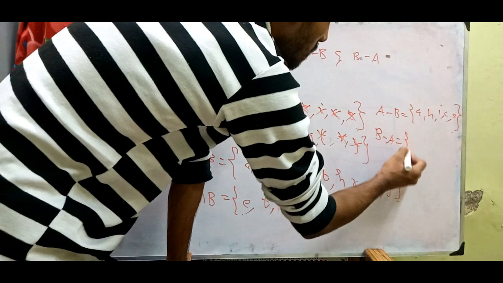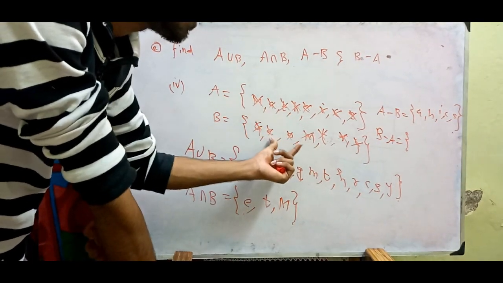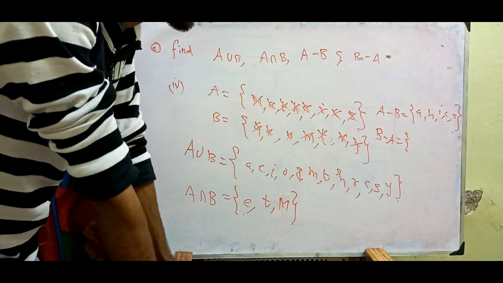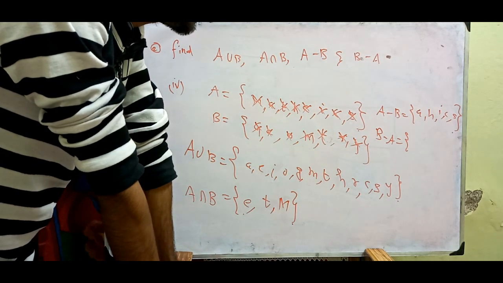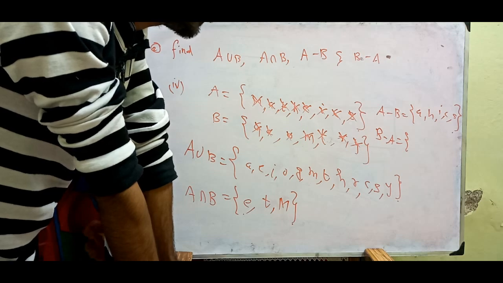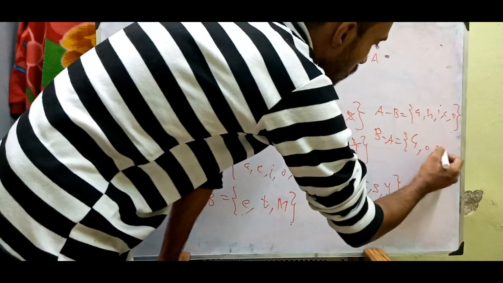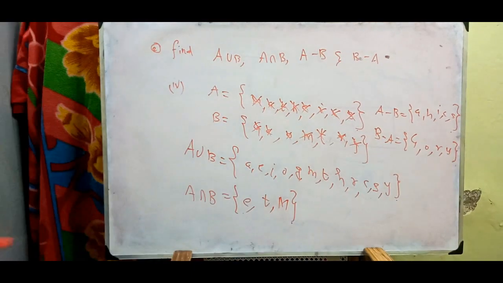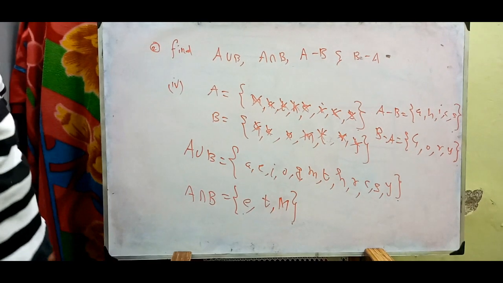In a similar way, B minus A. So in B minus A, you have to remove only the elements E, T, and they are cancelled. So G, O, yeah, E, T, M, G, O, R, Y. GORY is the B minus A element. Got it? I don't think there is any other.